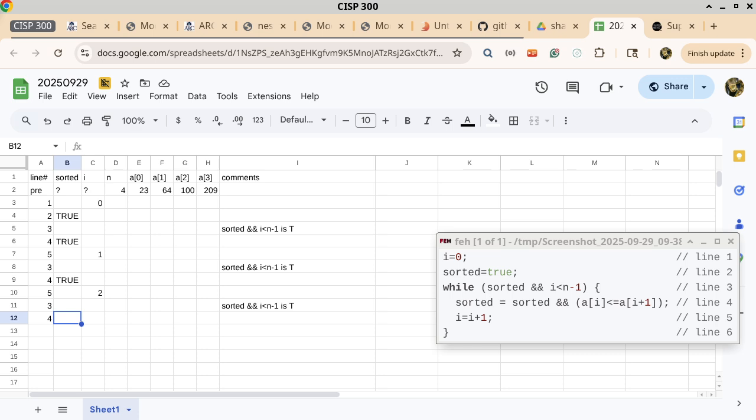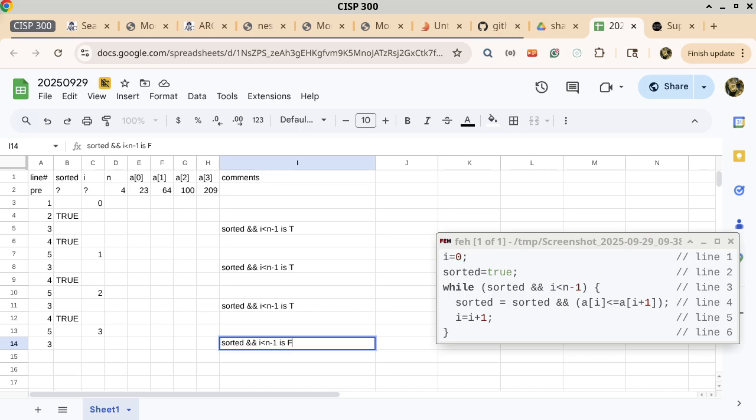So that means once again, we have true and true on line 4 right here because sorted itself is true. And then we just said a[I] is less than or equal to a[I plus 1] is also true. So now we store true again in sorted. We go to line 5, finally increasing I to 3. Go back to line 3. And now we say, is sorted still true? Yes, it is. Then you have to look at the second one, which is I, which is now 3, less than n minus 1, which is also 3. Nope, 3 is not less than 3.